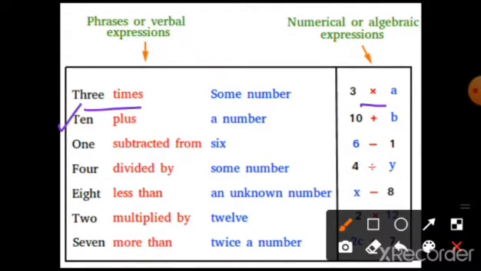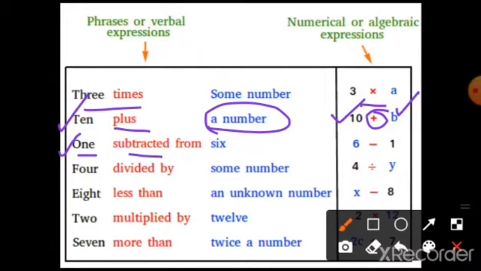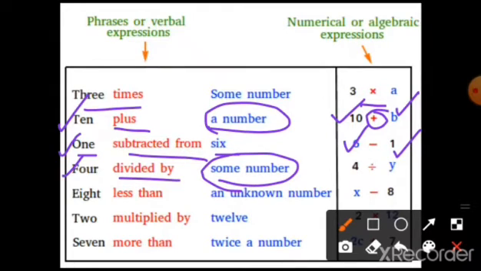Next we have 10 plus. So we are doing the addition here. We are writing 10 and then we are writing 10 plus a number. So here a number means we are considering it as B. Next, 1 subtracted from 6. So here we are writing 6 minus 1. Next, 4 divided by some number. So again you have a variable here.